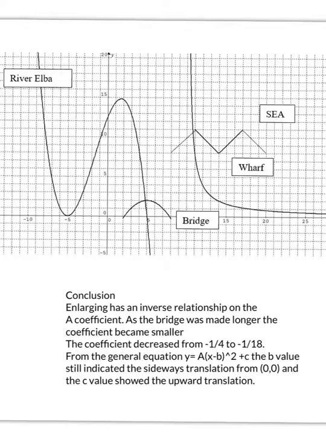From the general equation y equals a(x minus b) squared plus c, the b value still indicated the sideways translation, how far sideways it went from 0, 0, and the c value still showed the upward translation from 0, 0. Okay, I hope that helps.